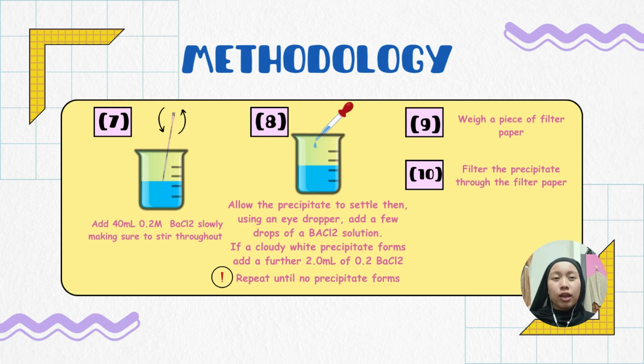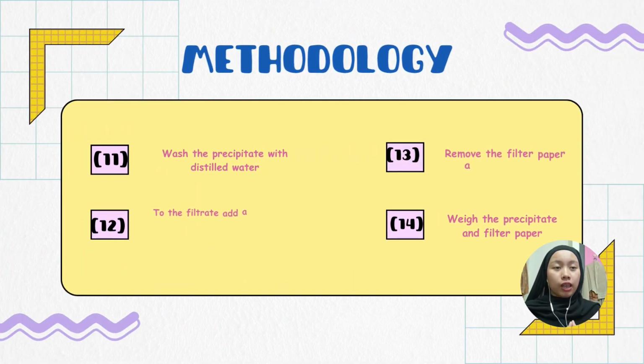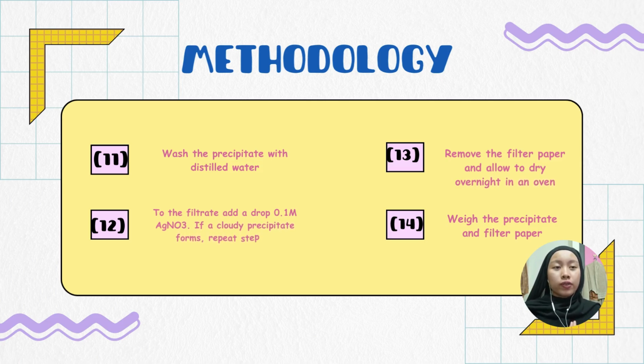Then in step 9, we weigh a piece of filter paper, then filter the precipitate through the filter paper. Next in step 11, we wash the precipitate with distilled water, then add a drop of 0.1 mol silver nitrate to the filtrate. If a cloudy precipitate forms, repeat step 10. Then we remove the filter paper and allow it to dry overnight in an oven. And lastly, weigh the precipitate and filter paper.